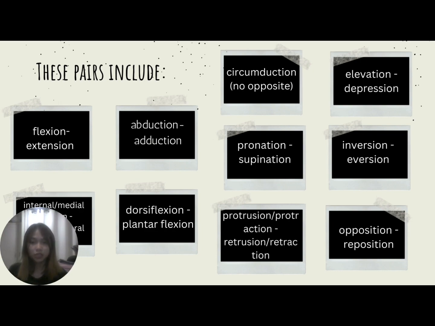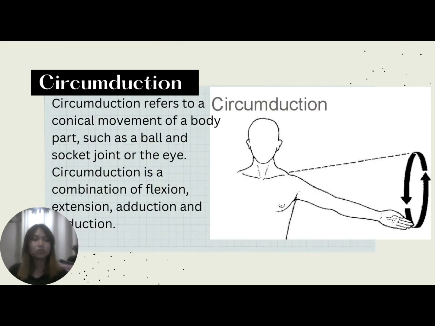Elevation and depression, flexion, extension, abduction, adduction, medial, lateral, dorsiflexion and plantar flexion, pronation and supination, inversion and eversion, protrusion or protraction, and retrusion or retraction, and lastly the opposition and reposition. Next, the circumduction. There's no opposite of circumduction, so here is the circumduction example. Circumduction refers to a conical movement of a body part, such as a ball and socket joint or the eye. Circumduction is a combination of flexion, extension, adduction, and abduction.